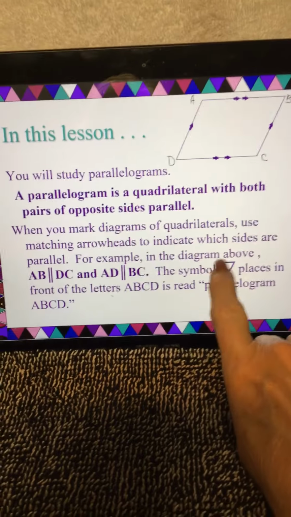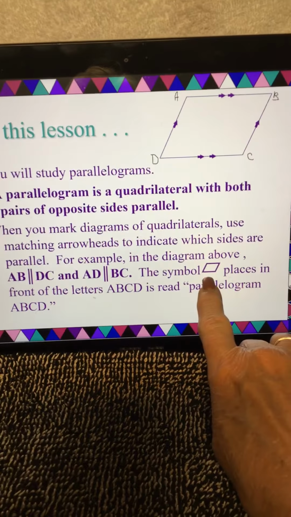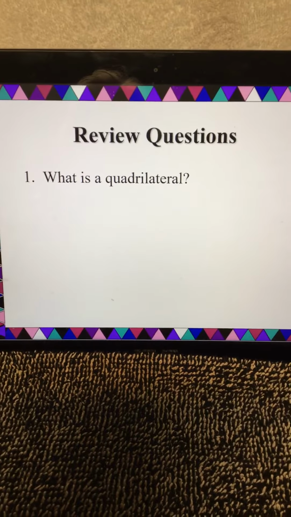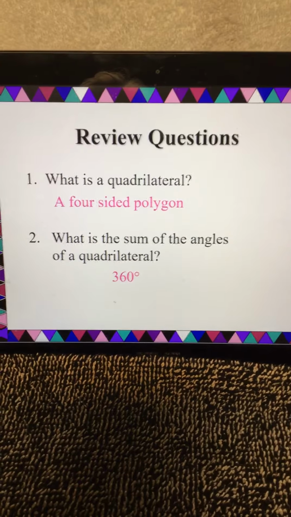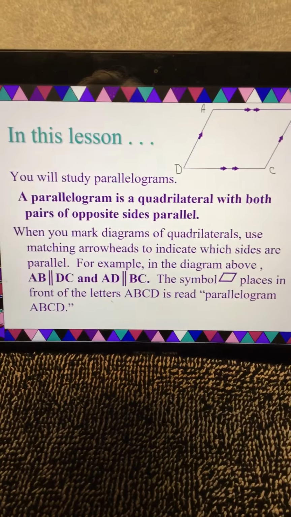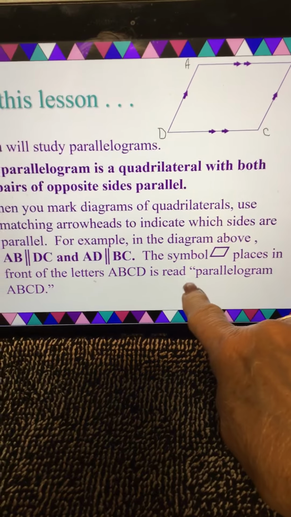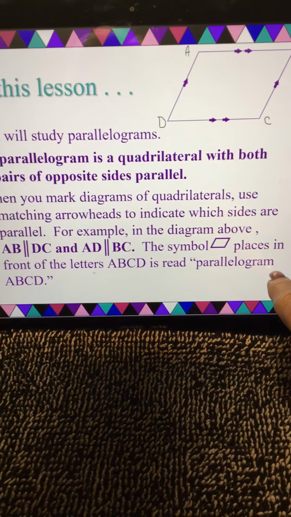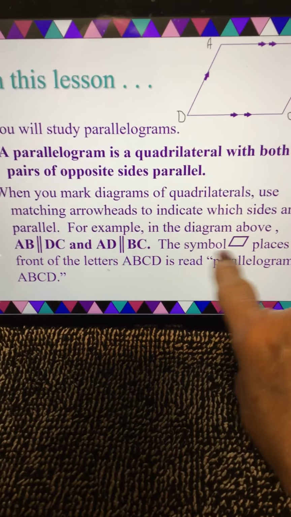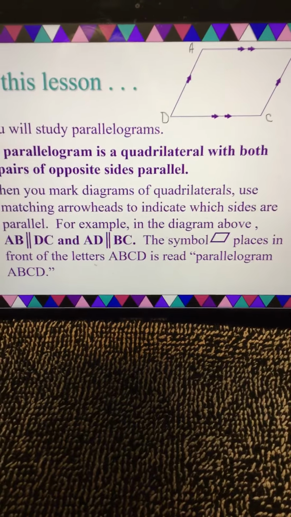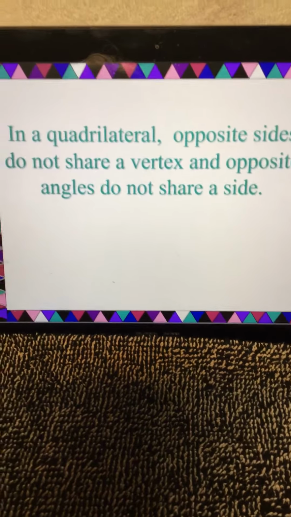We're going to be talking about a new symbol. This symbol stands for the word parallelogram. Not sure what just happened there, but this symbol stands for parallelogram. So instead of writing that big long word, I'm just going to put that symbol in front of the letters and it would be read as parallelogram ABCD.